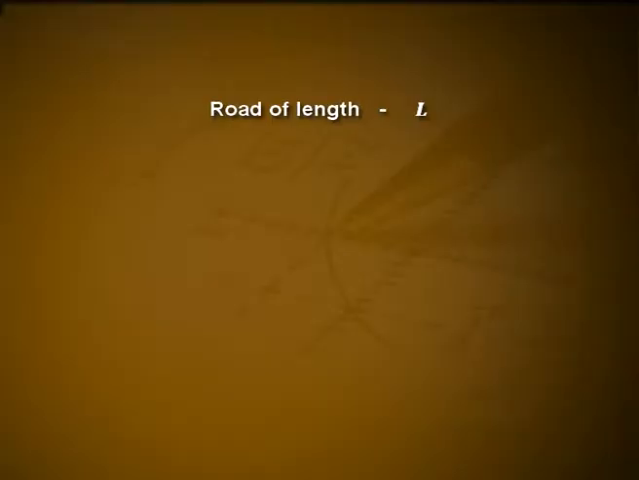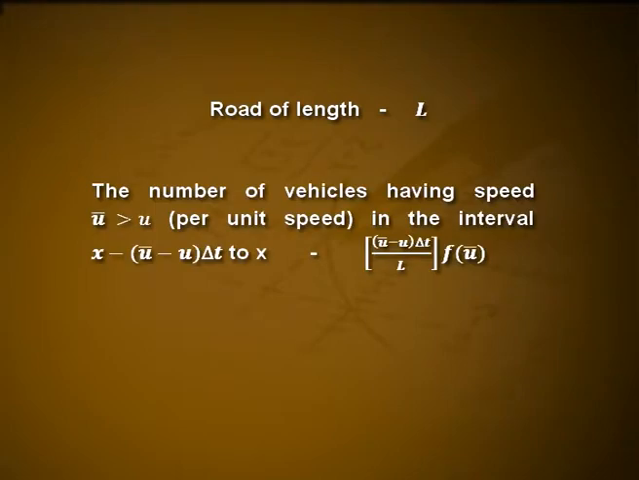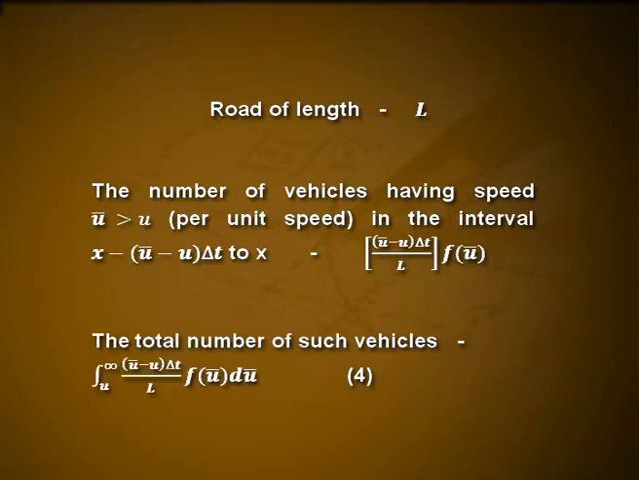Assuming that the vehicles are distributed uniformly over a road of length capital L, the number of vehicles having speed u bar greater than u per unit speed in the interval x minus (u bar minus u) into delta t to x is (u bar minus u) into delta t by L into f of u bar, where L is the length of the road. The total number of such vehicles is integral u to infinity (u bar minus u) into delta t by L f of u bar du bar.